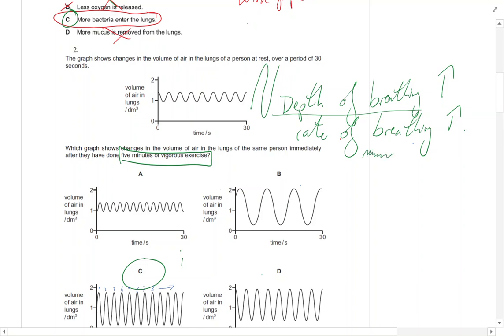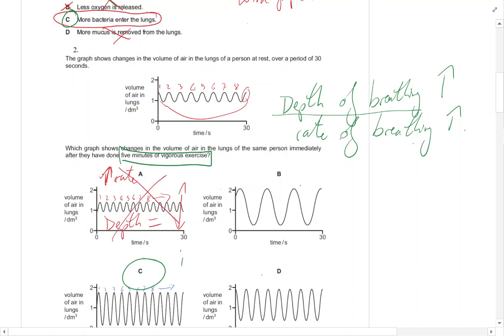corresponds to faster. So analysing the graphs, if you were to count the peaks on the given question, we've got 1, 2, 3, 4, 5, 6, 7, 8. That is just part of 1. So we've got 8 peaks. Now in question A, we've got 1, 2, 3, 4, 5, 6, 7, 8, and so on. So this is an increase in rate. However, the depth is still the same, because this has not got bigger. So it's not A.